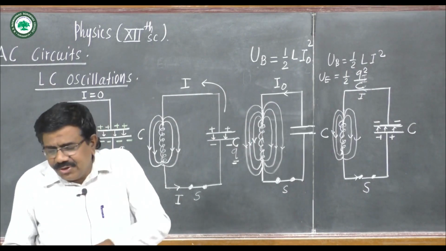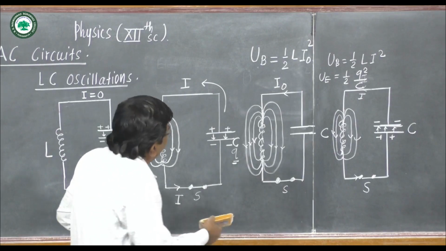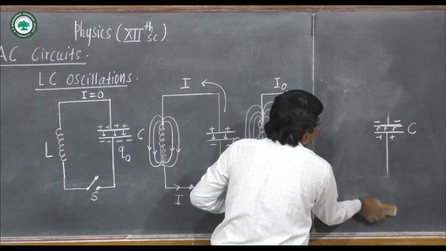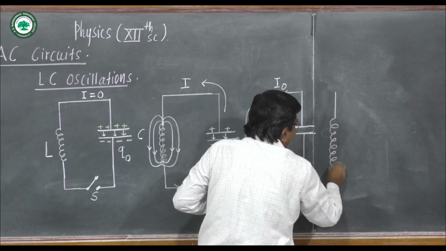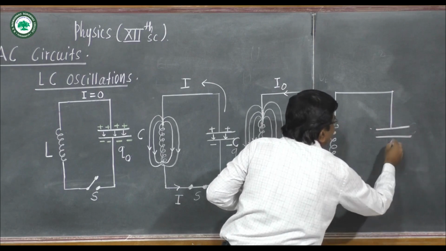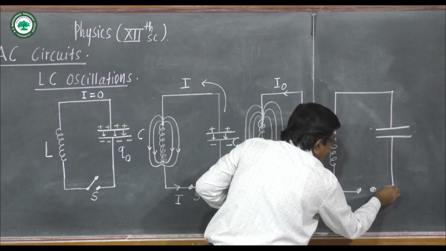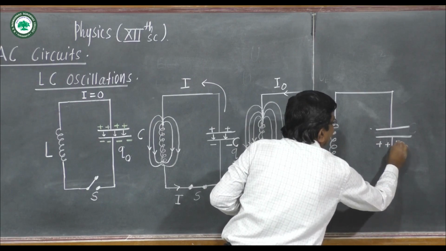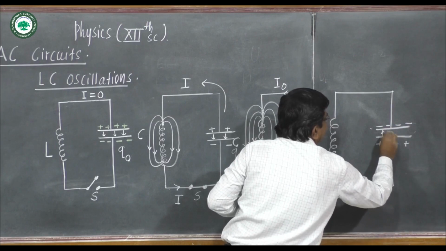The process continues till the capacitor is fully charged. See the next diagram. Again see the diagram. This is the inductor, this is the capacitor, but charged with the opposite polarity. This is the switch. The polarity of the capacitor is opposite to that of the first earlier case.